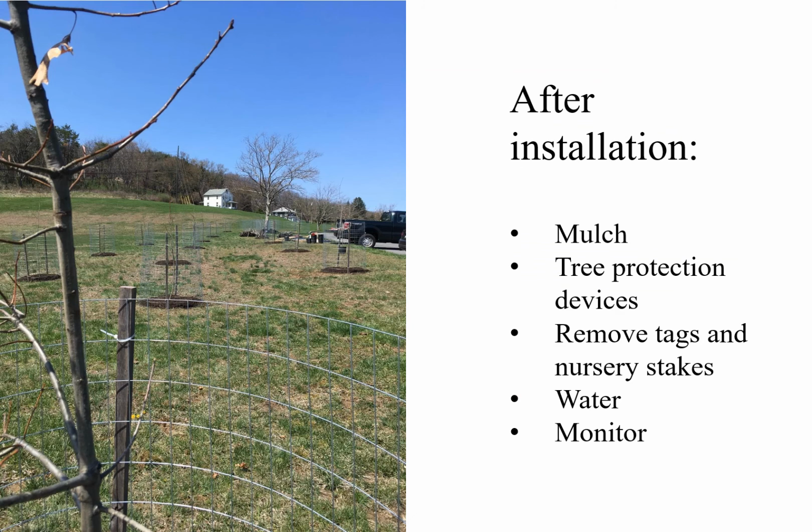To conclude the installation of your tree, be sure to properly mulch, add any tree protection devices that may be needed, such as the wire cages in this photograph, remove tags and nursery stakes, water if necessary, and ensure there will be an ongoing monitoring program to check on your trees.